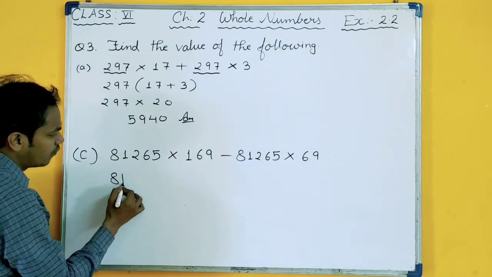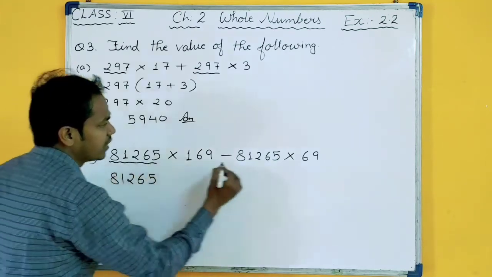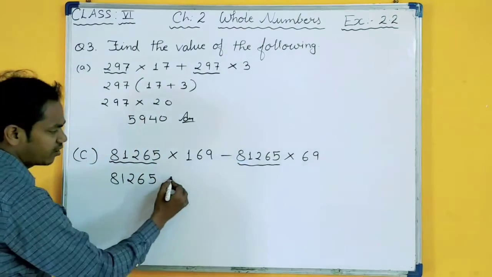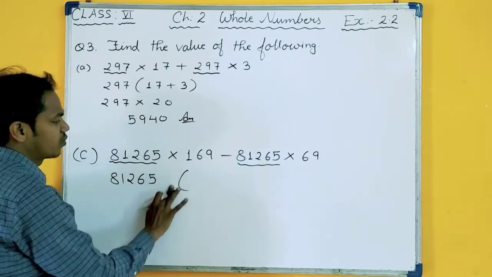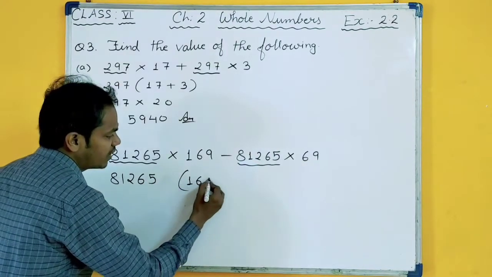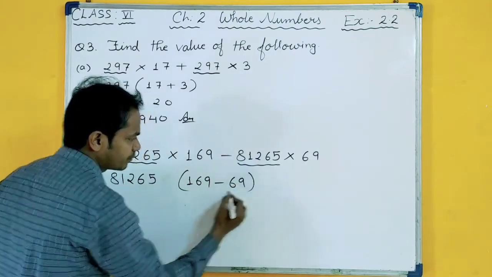Again the same question, first check which is common. So 81265, this and this number is common. So I have taken it common. Multiply, if you don't write this multiplication sign, then also it's okay. So what is remaining now? 169. Here subtraction, minus is there, so you will take minus.